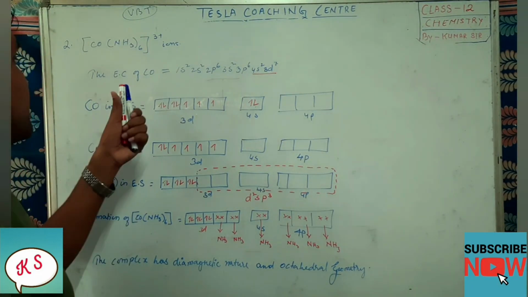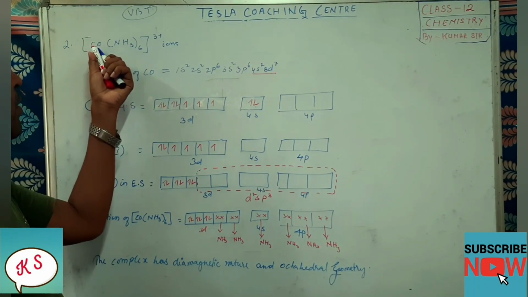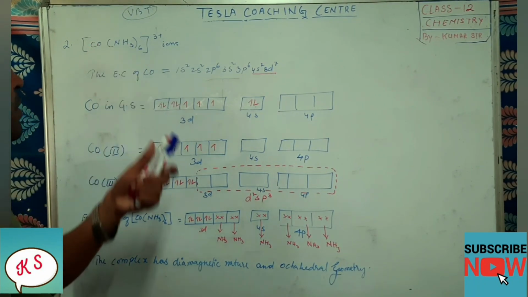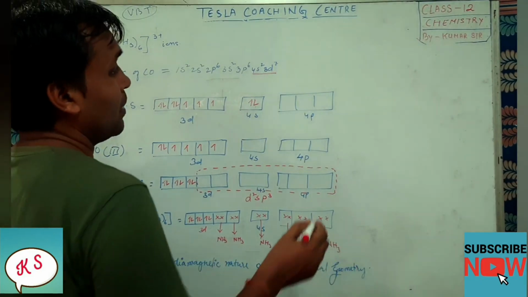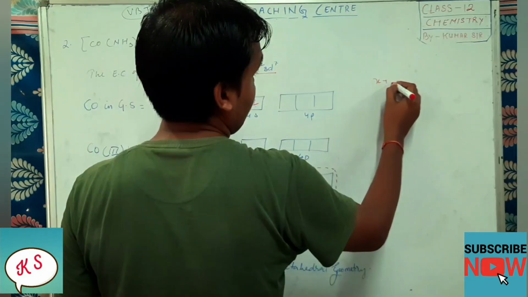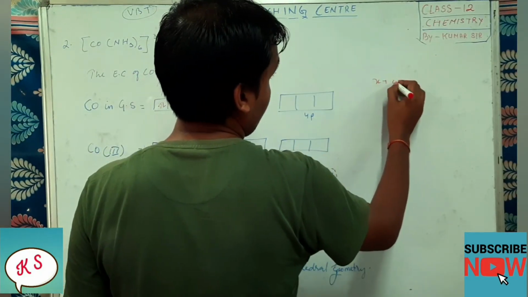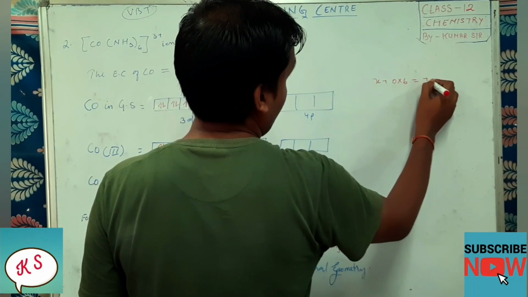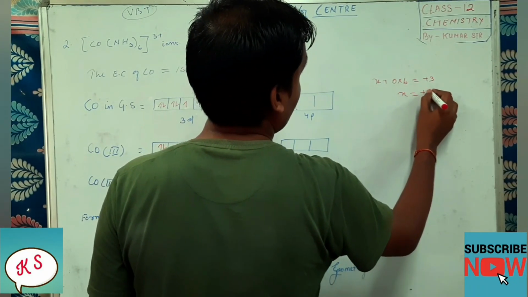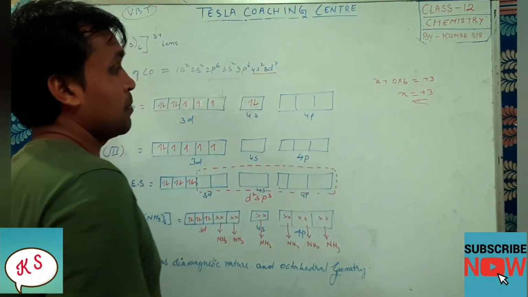Okay, now next, after the electronic configuration, our work is to find out the oxidation number. So the oxidation number will be how much? It will be 3 only. Why? Because cobalt we take as X, and the oxidation number of ammonia is 0, 6 are there, and the charge is +3, so X will be equal to +3. So the oxidation number is +3.